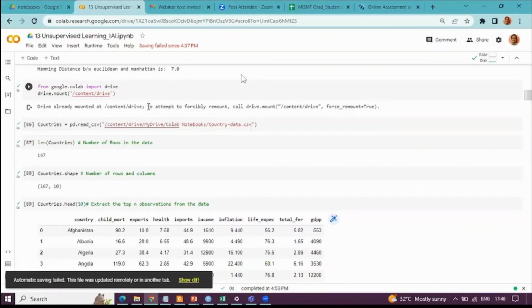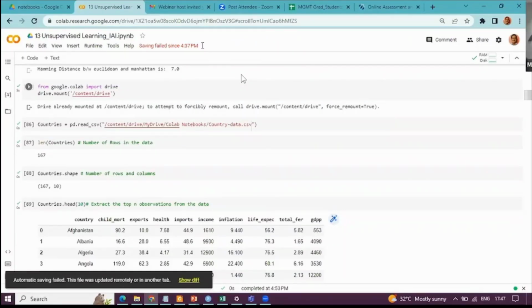Unlike the prediction problems we took up earlier, the classification or regression problems, where there was a target variable and a set of feature variables, and we were trying to use different algorithms to find the relationship between the target variable and the set of feature variables, here we do not have a target variable.